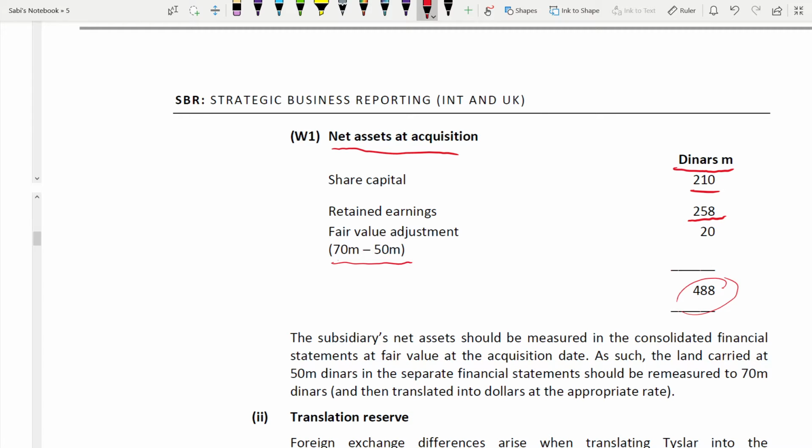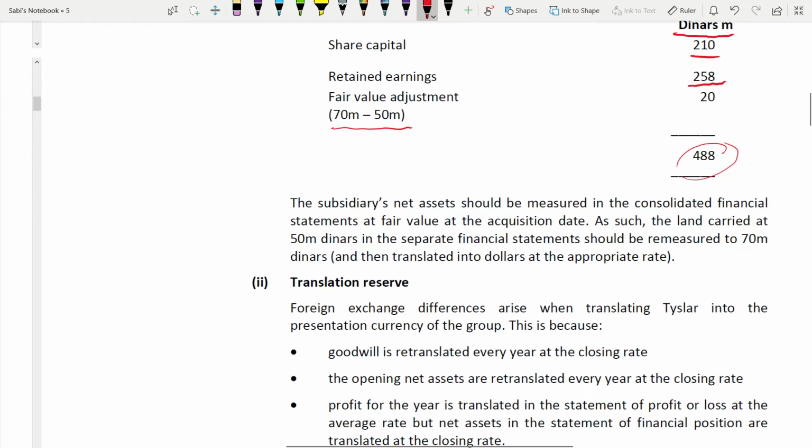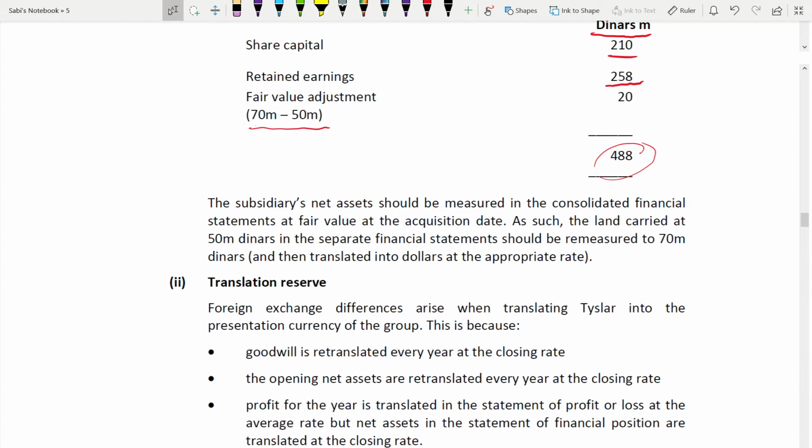Now let us see what note they have written here. The subsidiary's net assets should be measured in the consolidated financial statements at fair value of the acquisition date. You have to write a note, remember, because you have to explain also, not just calculation. As such, the land carried at 50 million dinar in the separate financial statement should be remeasured to 70 million dinar and then translated into dollar at the appropriate rate.